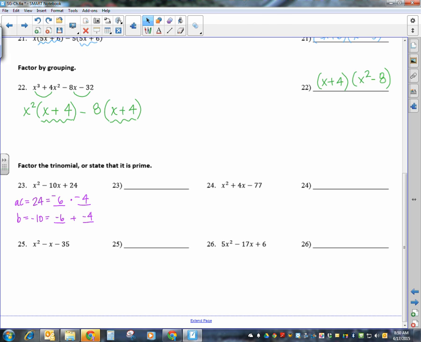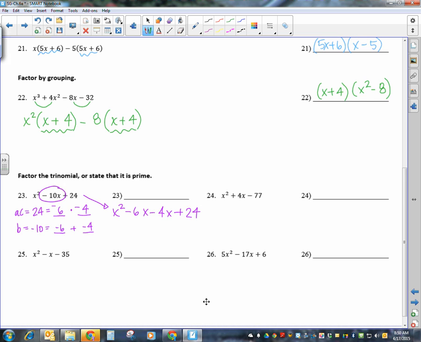All right, so that means that my factors, we're breaking up this 10 into x squared minus 6x minus 4x plus 24. Got to pause for a second.